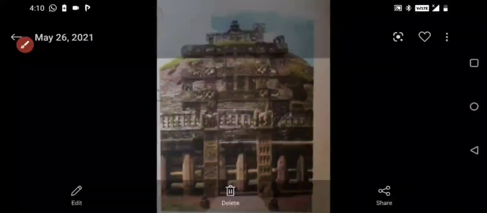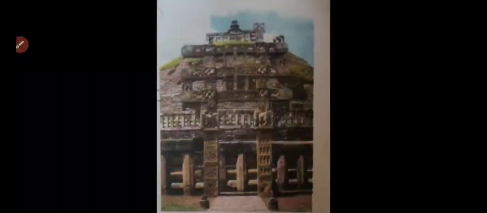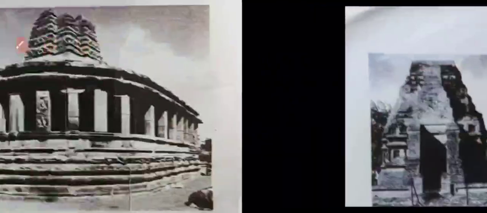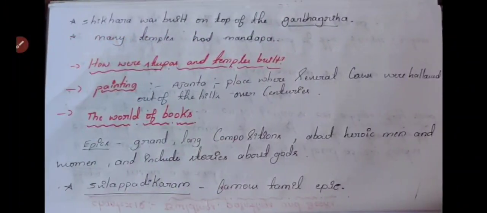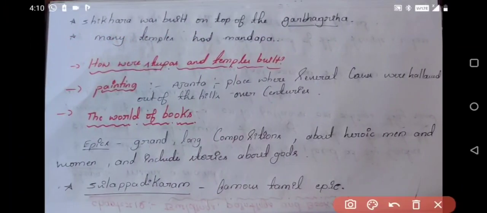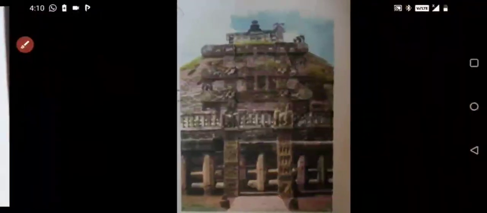In the image you could see the great stupa at Sanchi, which is in Madhya Pradesh, and this was built over several centuries, and probably it was begun during Ashoka's time, maybe. Shikara was built on the top of the Garbhagriha, and there are many temples which had mandapas. We shall see some temples.